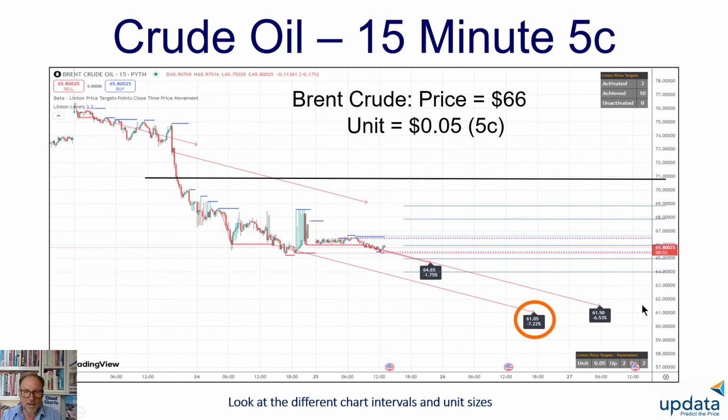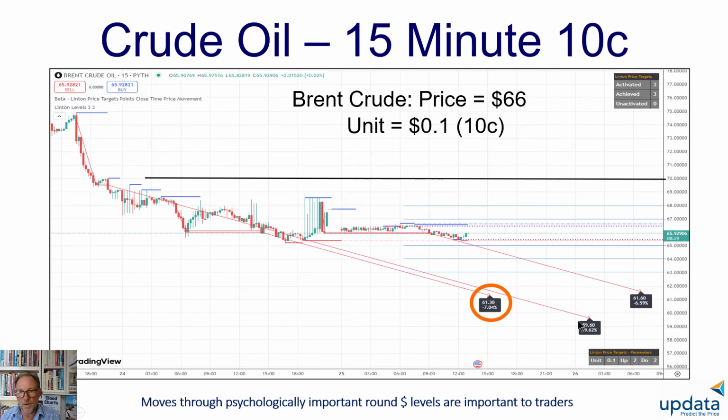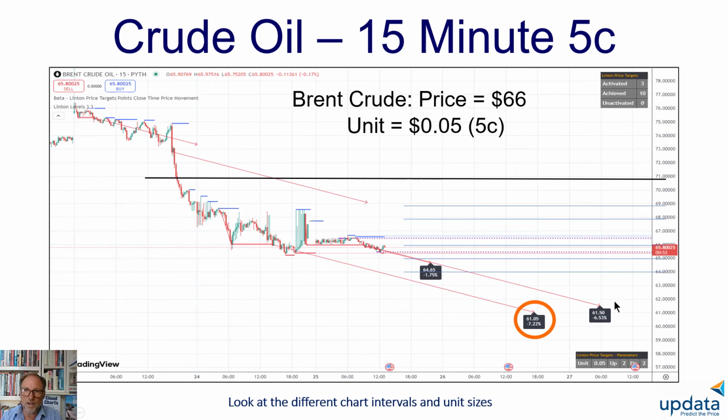So that is a reason for using those charts, and you can vary the unit size. So here's the 5-cent, 61.05, 61.50, and here you've got different levels. Looking at those levels lining up on different time frame charts is what we call a cluster, which we'll talk about.